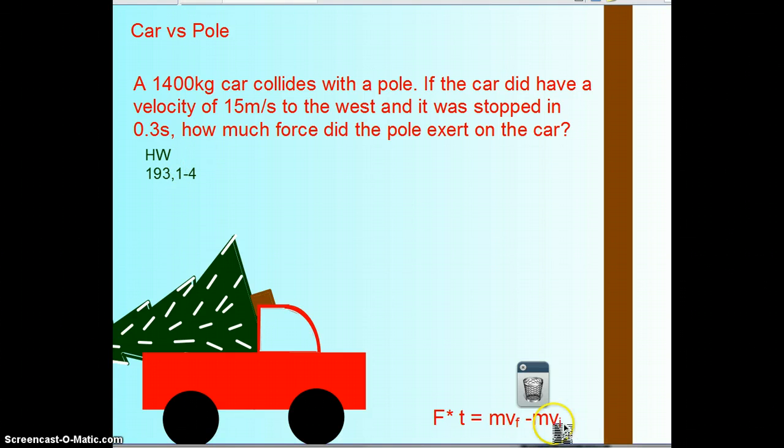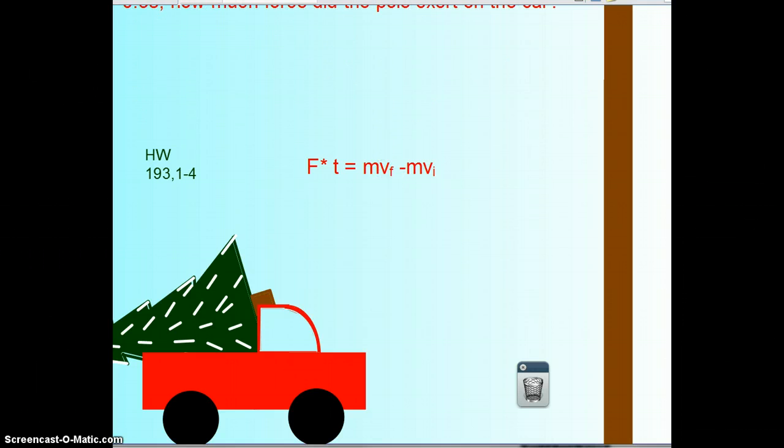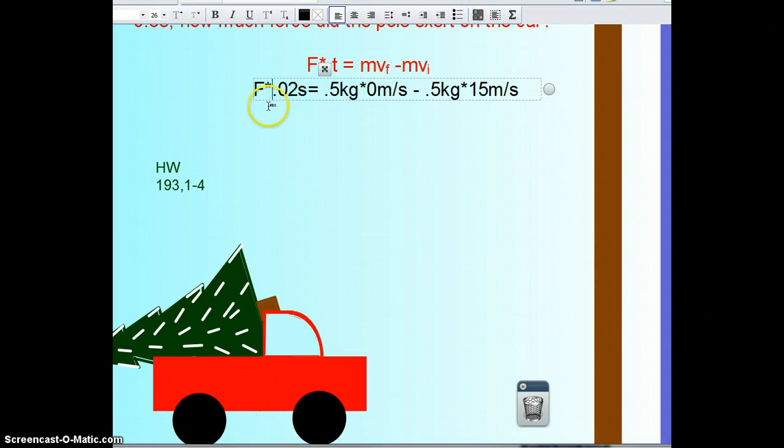So we're taking this formula right here, and we are trying to find the force. So when we plug in all of our numbers, this is what we get. Force times the time is equal to the final momentum because the ball stops, minus the initial momentum because the ball is moving. So you take this and you multiply, and you get negative 7.5, and you get 0 here, and you get the 0.02 seconds.